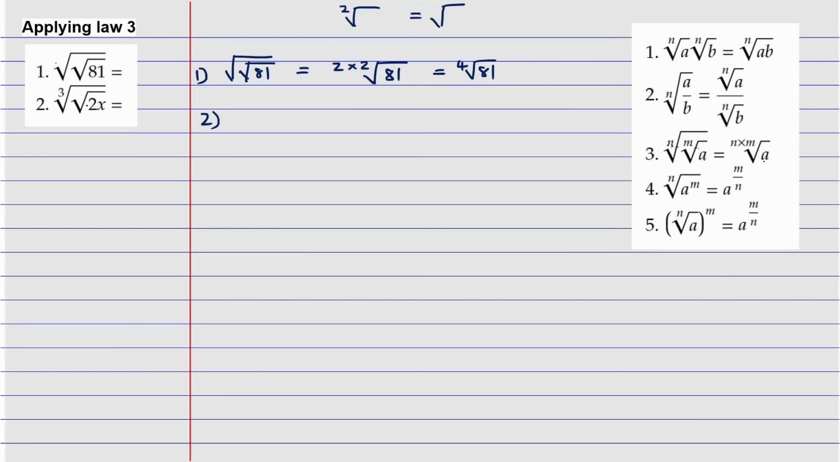Then number 2, we see that this is 3 and this one is just going to be 2. So this is the same as 3 multiplied by 2, root of 2x. Simplify that, and it's going to give us 6 root of 2x. So that's how you would apply law number 3.